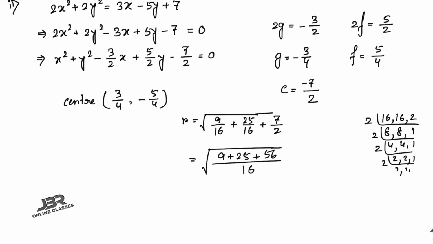So that means 9 plus 25 plus 56 equal to 90, so 90 by 16. Now here root over 90 by 16. So now root 90, you can write down as 3 root 10 divided by 4.